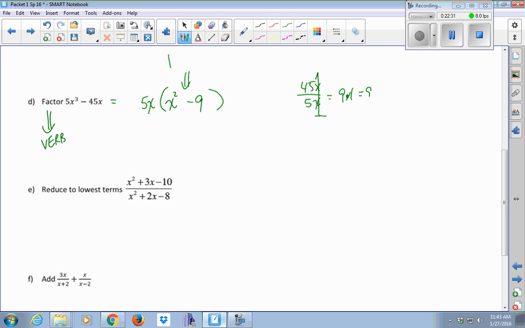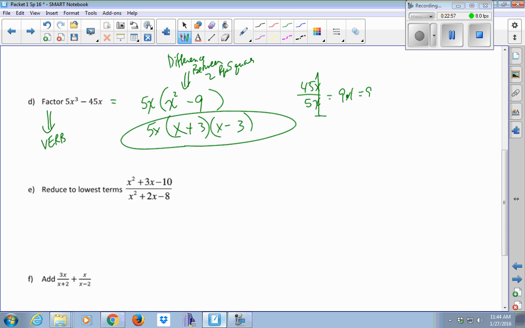This is called the difference between two perfect squares. So you can factor that into two binomials, x and x, 3 and 3. And what do you know about the operations? They have to be opposite because the middle term is 0. So now you're done.